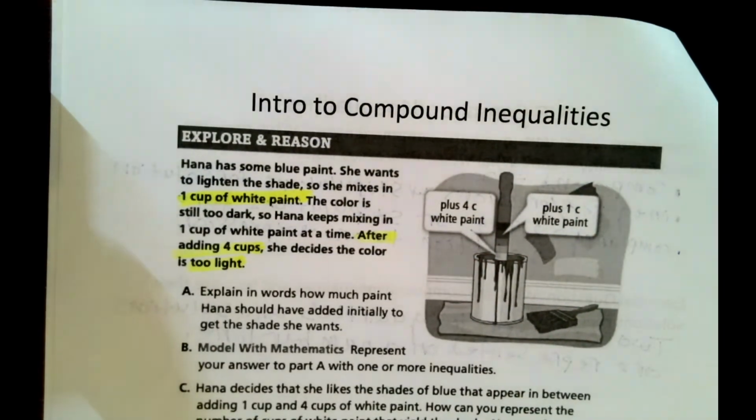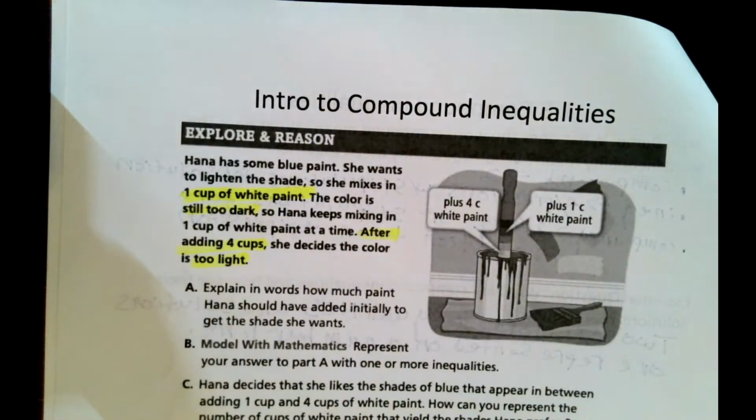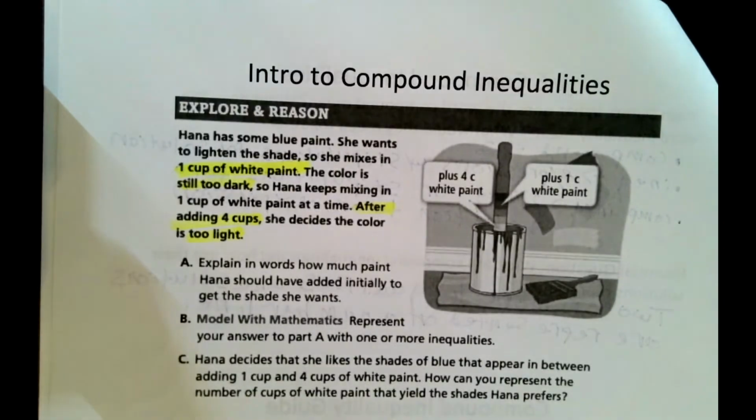So what we're going to do is answer a couple of questions about this situation. A says, explain in words how much paint Hannah should have added initially to get the shade she wants.